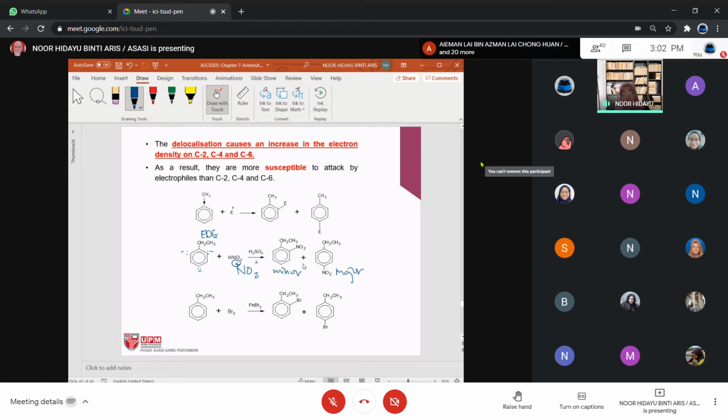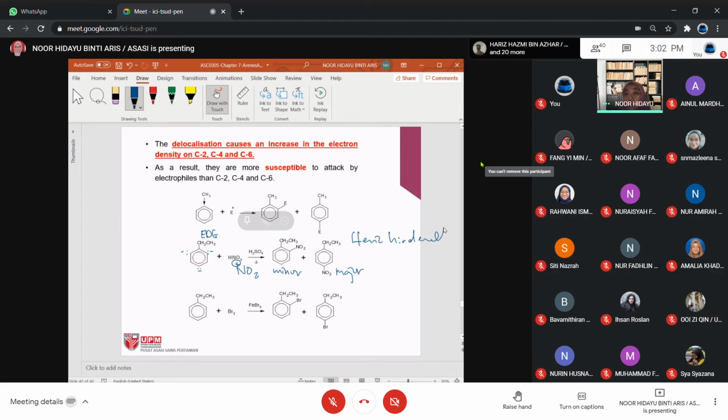Okay, dia still berlaku, meaning that these two products will be formed, but then yang ini 80%, yang ini adalah 20% saja. Kenapa? Okay, because of the steric hindrance. Okay, steric hindrance. Okay, kalau you tengok kat sini, let's say this structure, okay, this is the electron density. Okay, kat sini, this is the electron density. Okay, kalau dia ada kat sini, dengan kat sini.